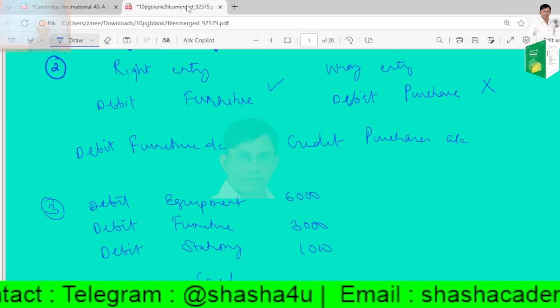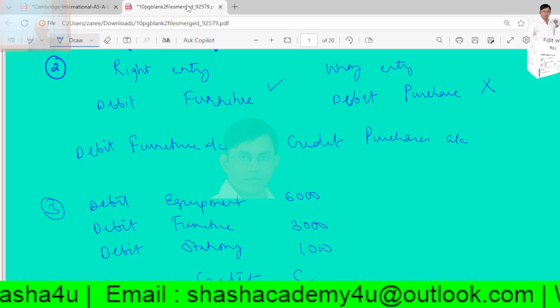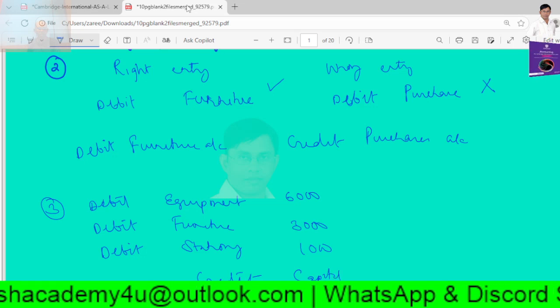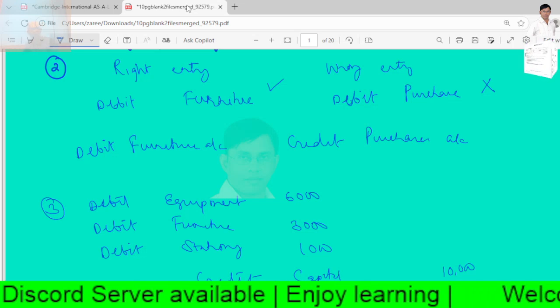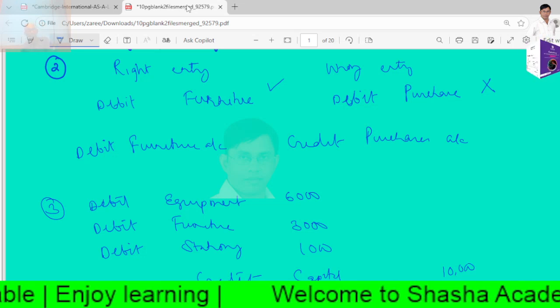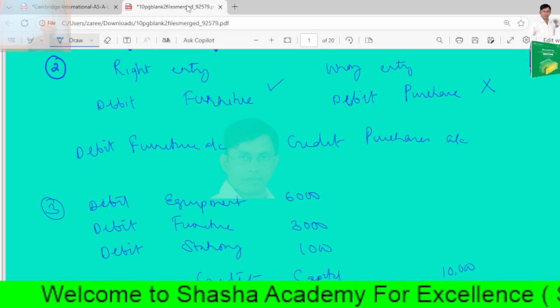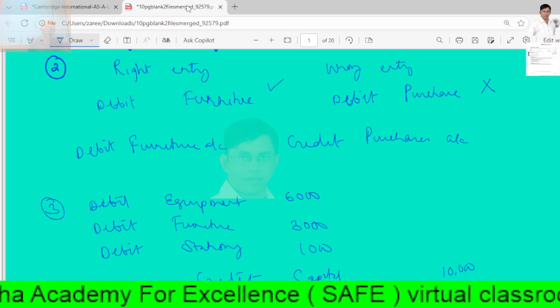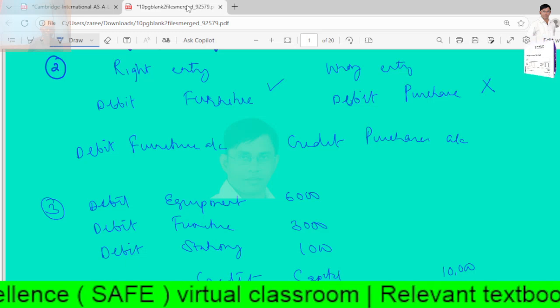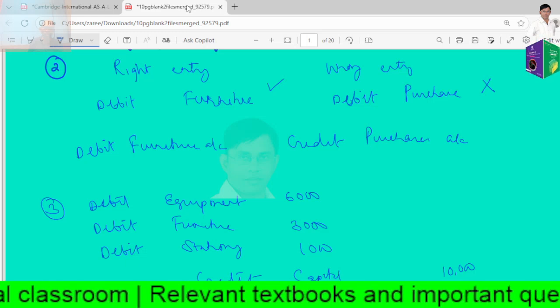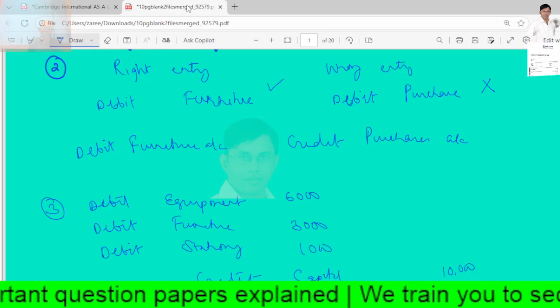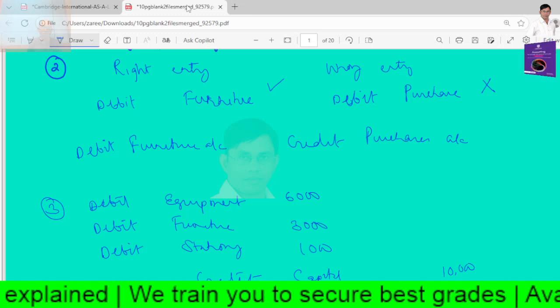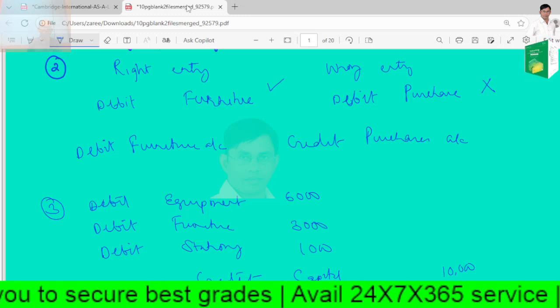Credit capital 10,000. Because the owner is the giver of all these things, we have to credit the capital. Debit, because these are the things that are coming into the business. And who is the giver? Owner is the giver. So capital, this is the investment, 10,000. So that is why this will be credited.